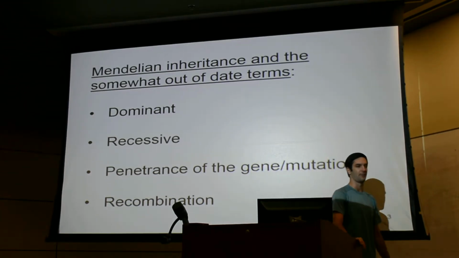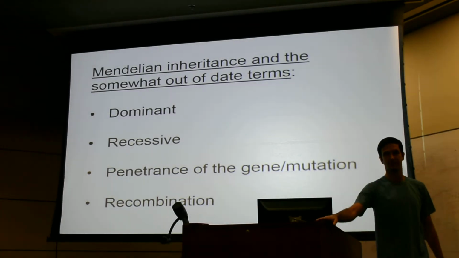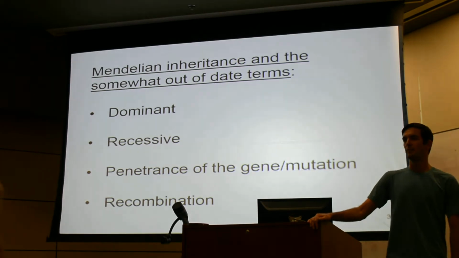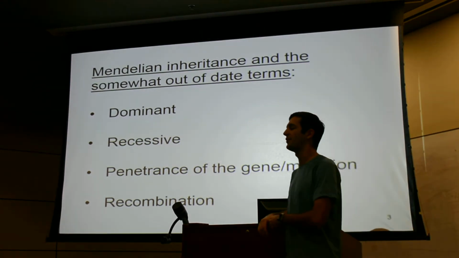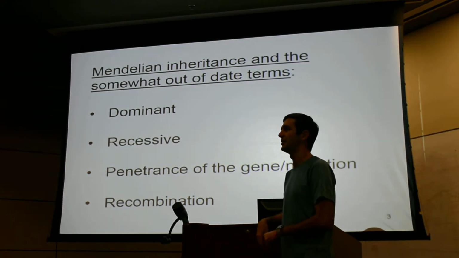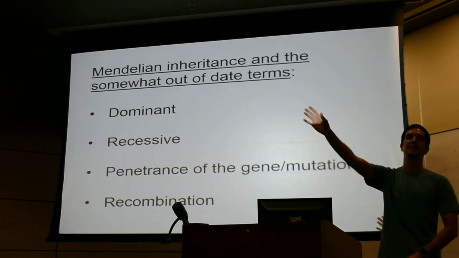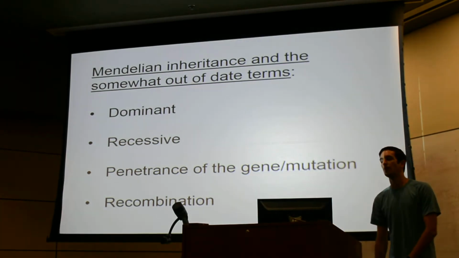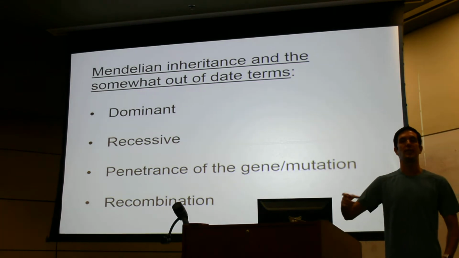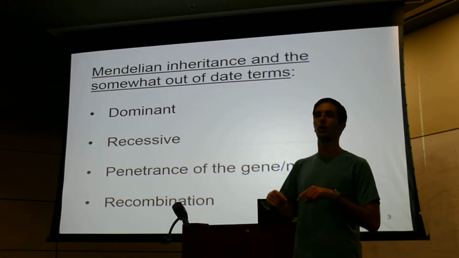What is the idea of penetrance? Does anyone know what that means? Basically, the way I think about it, and this is not the exact definition, is how prevalent the disease is in the population. So something can be a dominant mutation, but still have very low penetrance.